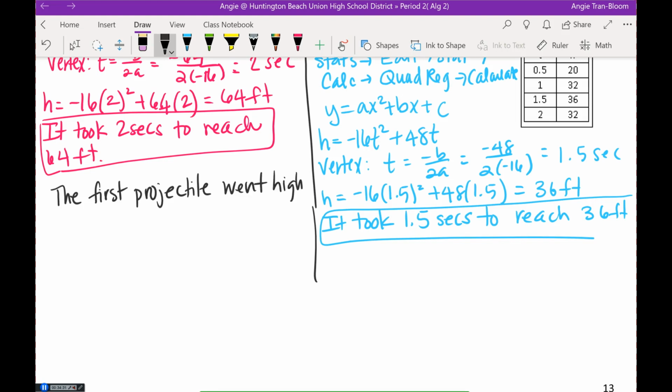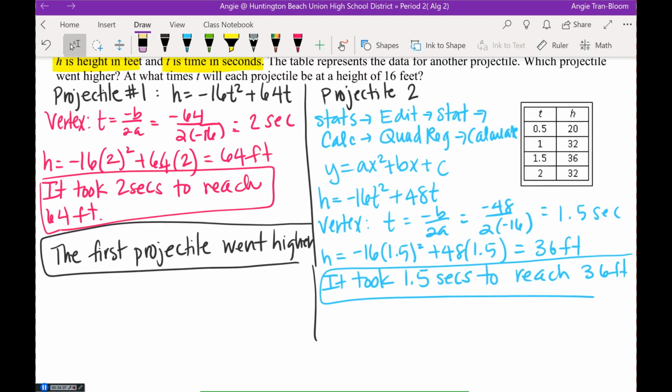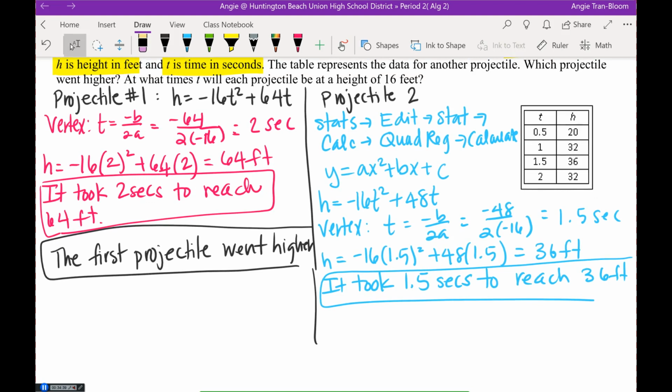Okay. Now let's answer the last part of this question. What's the last part of this question? One more part. At what times, t, in this case the variable, will each object reach 16 feet? What do we do? Yeah, plug in 16 for each. Way to go, okay?